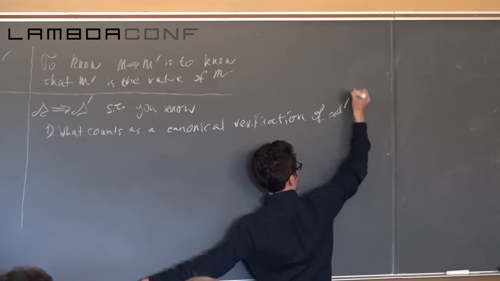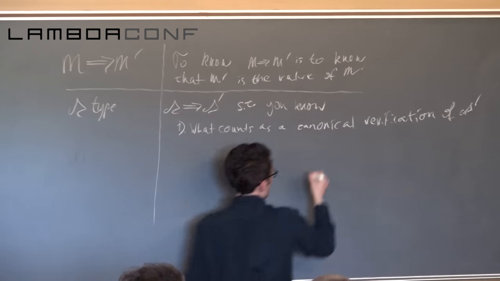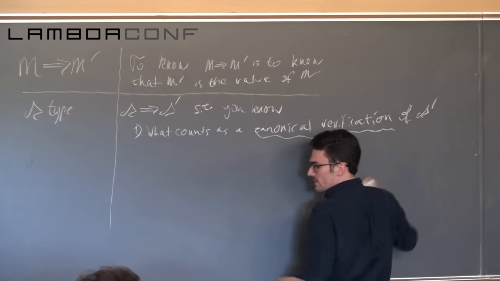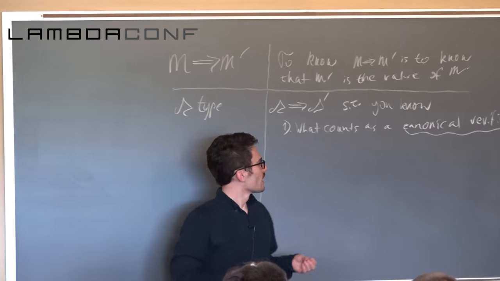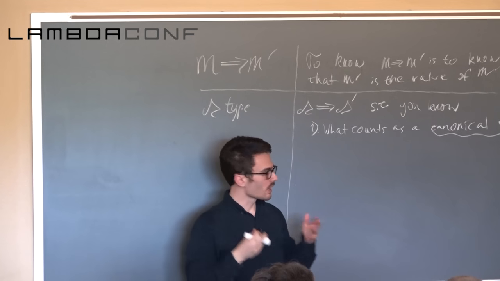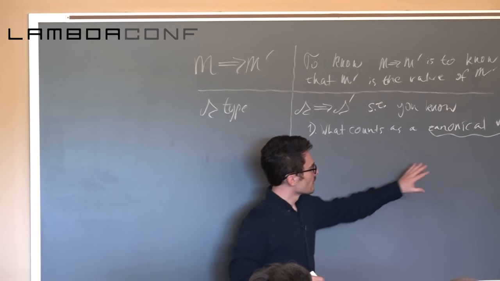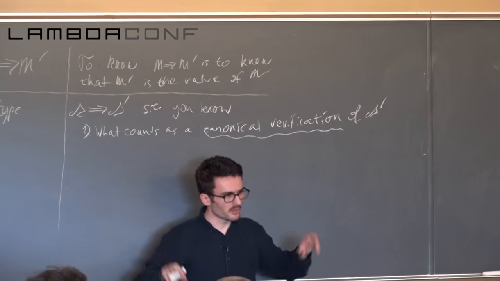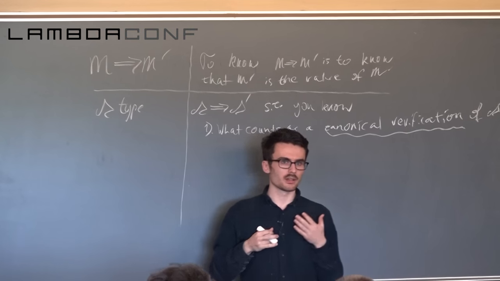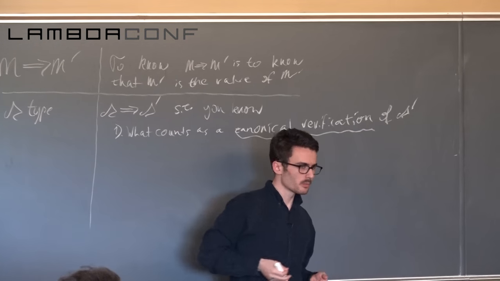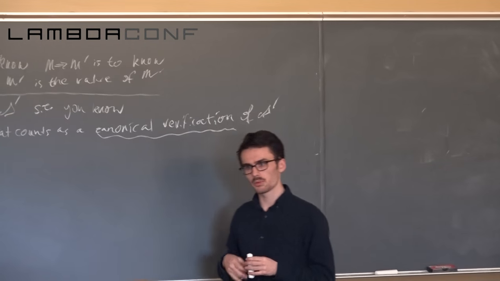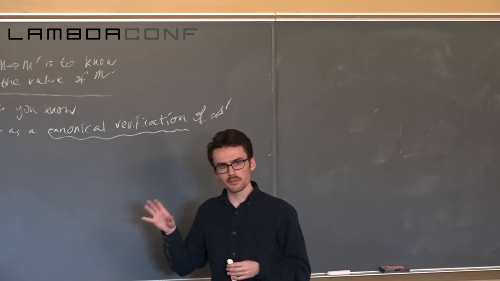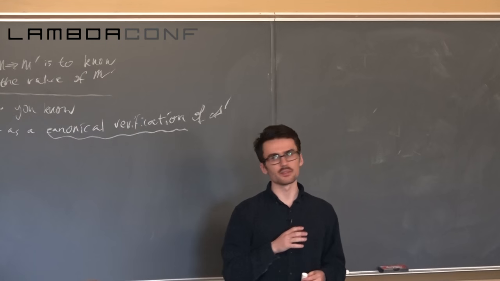And canonical verification is another one of these uninterpreted notions that as we introduce constants and types into the theory, the meaning of canonical verification of something will be augmented. We will learn more about it. We don't ever expect to learn everything about it, but we will learn what there is to know about it for the things that we've introduced so far at a point in time.